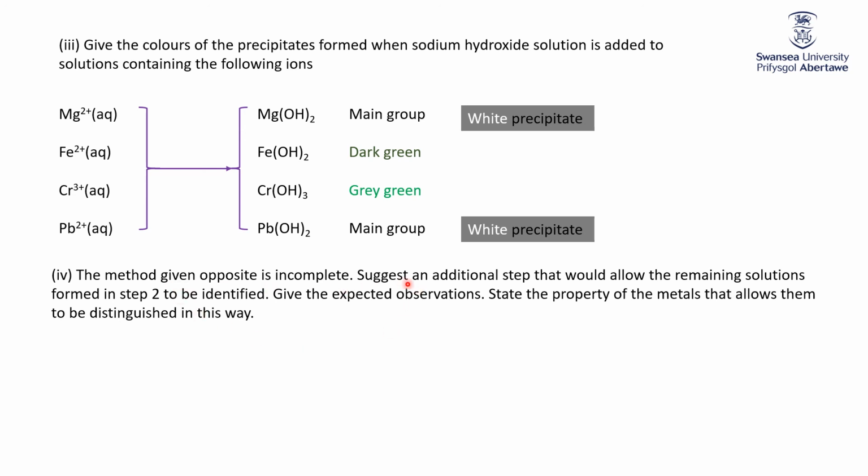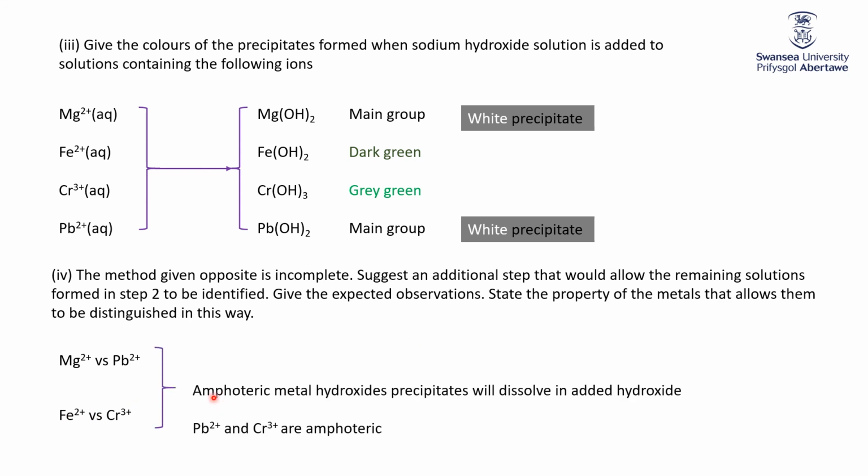However, this method is incomplete. What's an additional step that will allow the remaining solutions to be identified? Because somehow you've got to distinguish between magnesium and lead, because both of those have white precipitates. And you also have to distinguish between the greens here of Fe2+ and Fe3+.